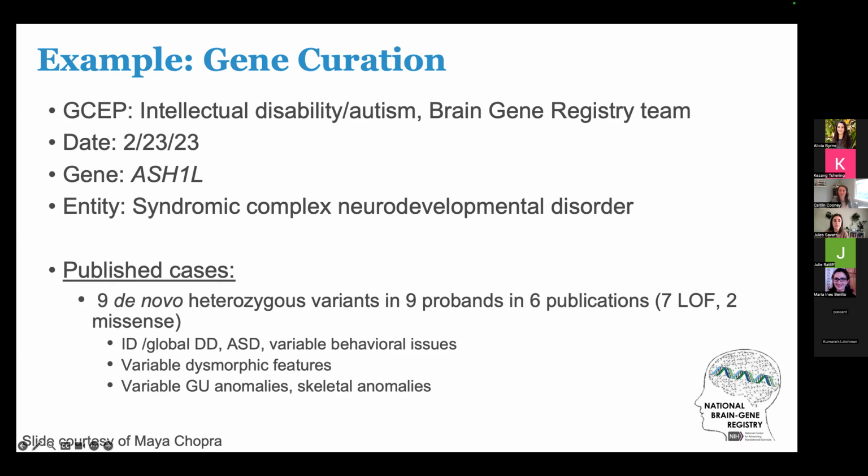At the time of the curation, there were 9 de novo heterozygous variants and 9 probands across 6 publications. 7 of those were predicted loss of function, 2 missense variants. And in terms of phenotype, those probands had intellectual disability, global developmental delay, autism spectrum disorder, dysmorphic features, and then variable GU and skeletal anomalies. So at the time of curation, there was enough data to reach definitive.